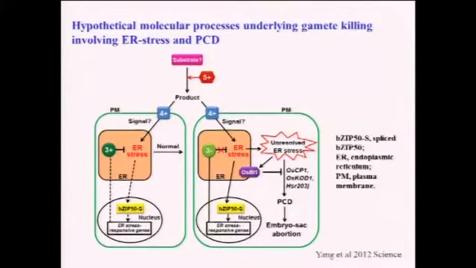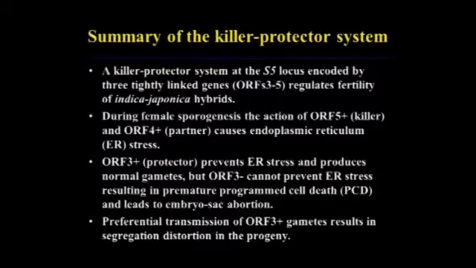So this is a hypothesis biochemically, and basically this summarizes what we have seen here, of course still at the stage of hypothesis. Some substrate becomes some product because of OF5. When OF3 is wild type, it is okay and the cell would not have any problem. When OF3 is a mutant, it cannot undo the effect of ER stress, and in the end it causes PCD and embryo sac abortion.